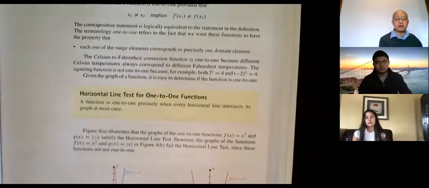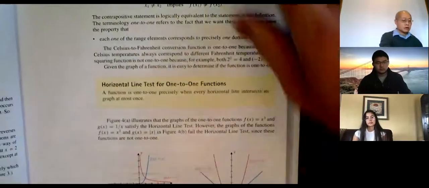Okay, so I'll be giving you my own notes about one-to-one functions. You can read what it says in the text, it's correct. 112 has one-to-one functions. 113 has the horizontal line test. And I'll give you that.